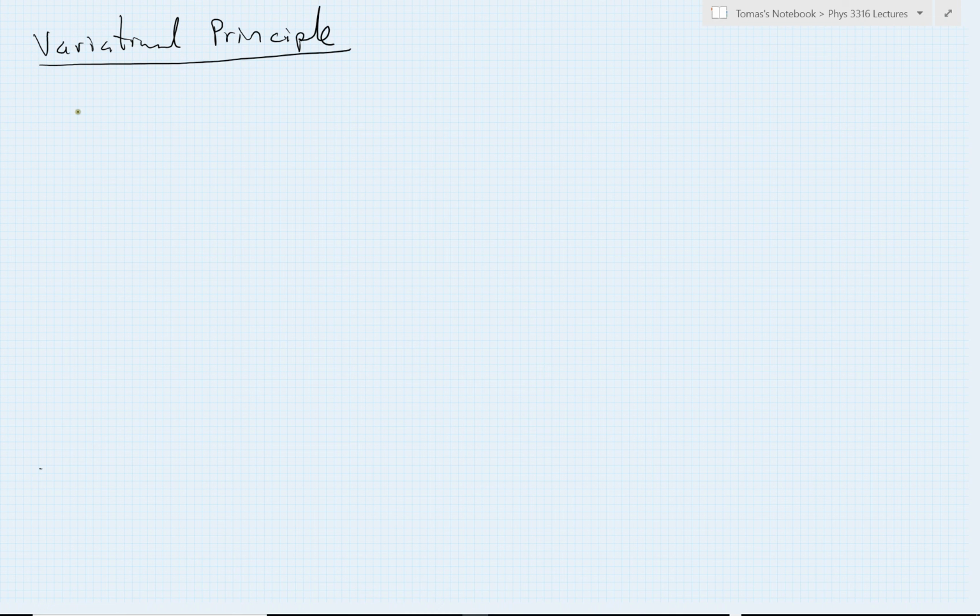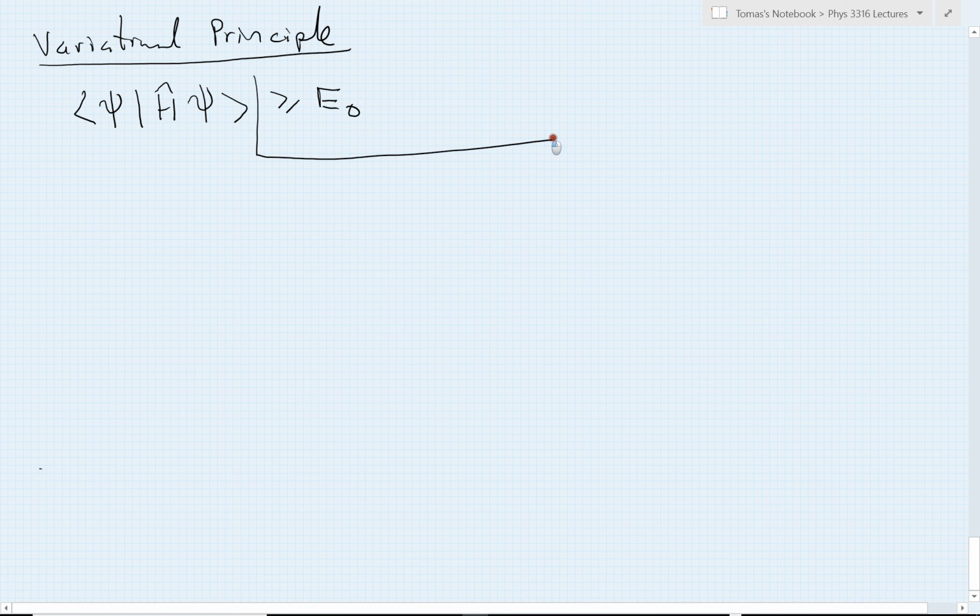So what we're trying to prove is that if I take any wave function psi, for an arbitrary wave function psi, if I compute the expectation of the Hamiltonian, this must always be at least equal to the ground state energy. So again, this is the question mark, what I'm trying to prove.